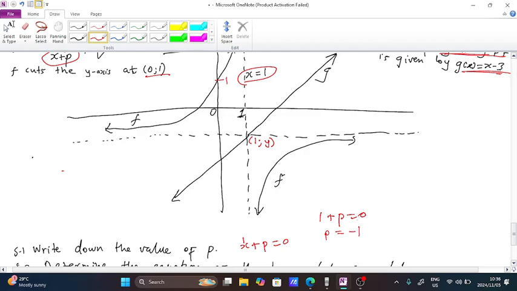So when we substitute it back there, we have x - 1. When we solve for the asymptote, you say x - 1 = 0, then we get x = 1. Because if we had x + 1 = 0, then we would get x = -1, which is not correct. So it's better you copy that and then substitute the asymptote that is being given, and you get p = -1. Is that clear?